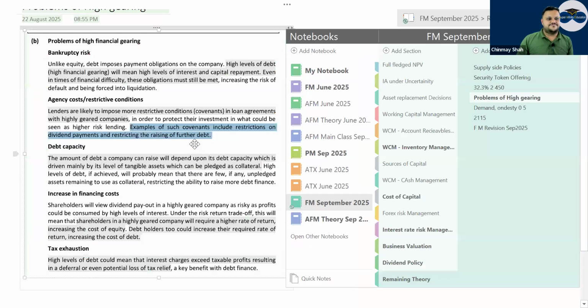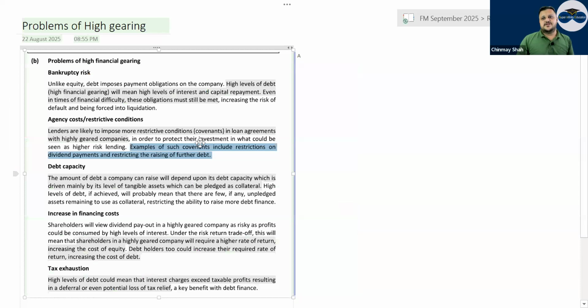Then there is the question of problems of high financial gearing. You have bankruptcy risk. If you have very high financial gearing, what will happen? A lot of losses will be incurred and there will be bankruptcy risk. Then there is agency cost or restrictive conditions. The bank will not allow you to pay dividend before paying interest, correct? Or they may also restrict further payment of dividend until interest is paid, correct? Then debt capacity will reduce. Obviously, if you have very high gearing, debt capacity will reduce.